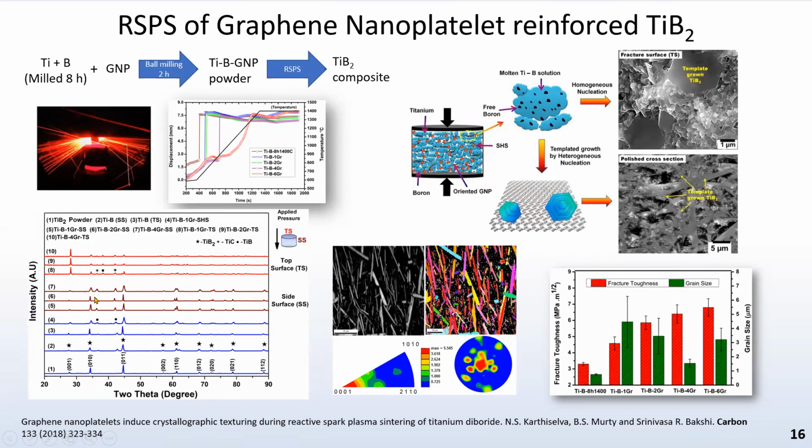A very interesting observation here is the formation of crystallographic texture in the sample when we do the sintering. We find that elongated grains of TiB2 are formed. There are very large grains formed by templated growth of TiB2 over graphene, and equiaxed grains formed by homogeneous nucleation or by conventional routes. And this actually led to very high indentation fracture toughness.